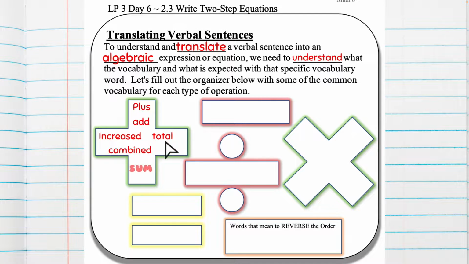Sum. Now I have that one bolded and in goofy lettering, because that one's a big one that the books and Alex and math teachers like to use. What is the sum of the two numbers? That means that we're adding. As soon as I hear the word sum, I'm adding. So that's definitely a big one that we should pay attention to.